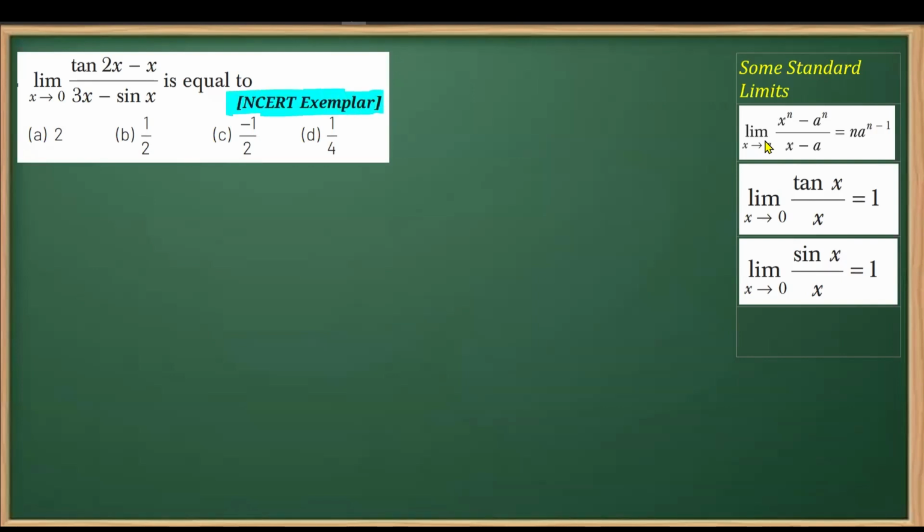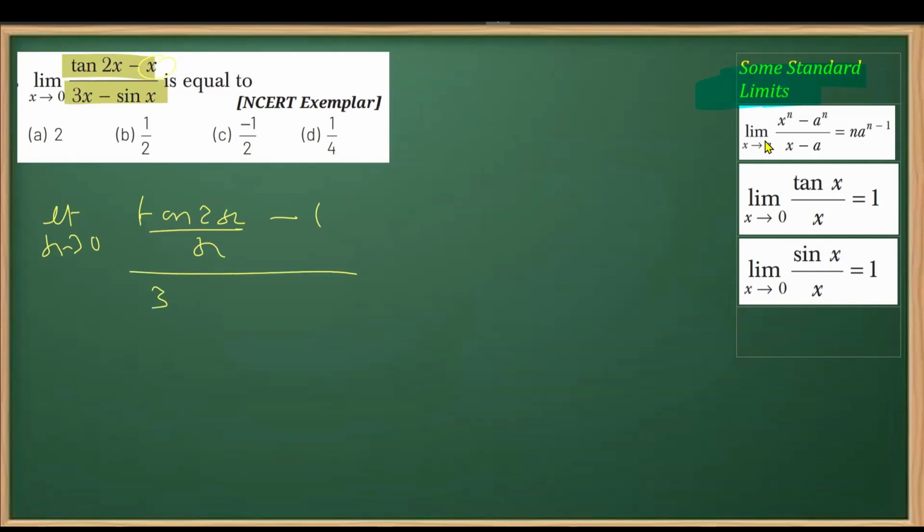The next question from NCERT exemplar, we need to evaluate this function at limit x tends to 0. So we'll be applying these standard limits to solve it. Now first I can see that if I divide the numerator as well as denominator by x, dividing numerator and denominator by x over here, we'll get tan 2x over x minus x divided by x, which is 1. Below, 3x divided by x is 3 minus sine x divided by x. So actually we have multiplied and divided by x over here.